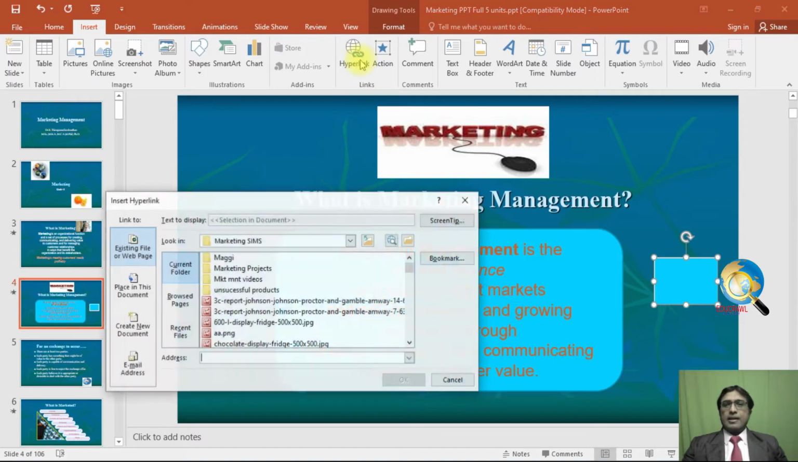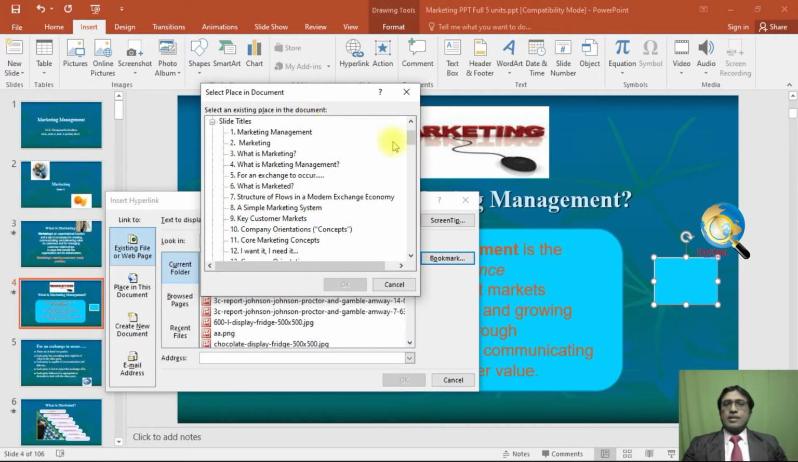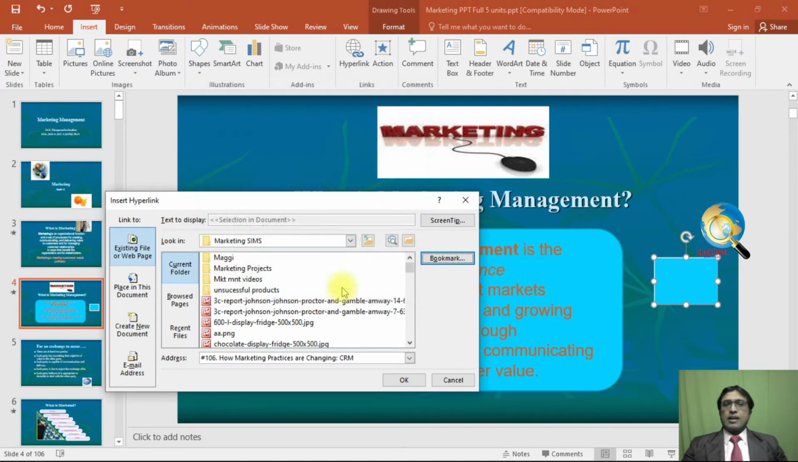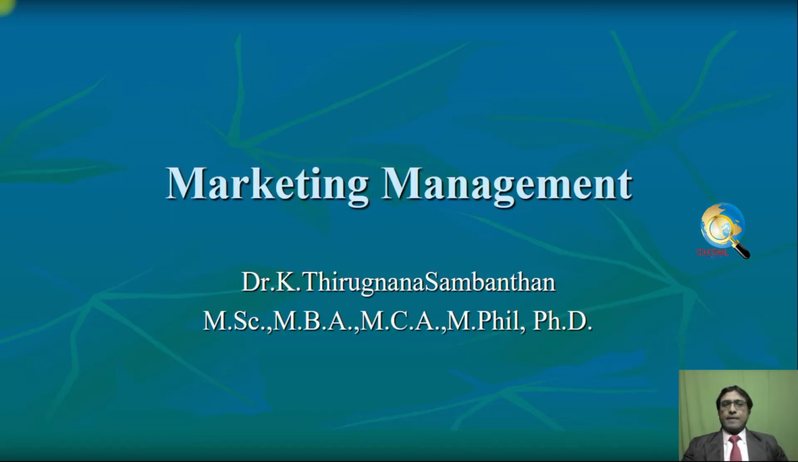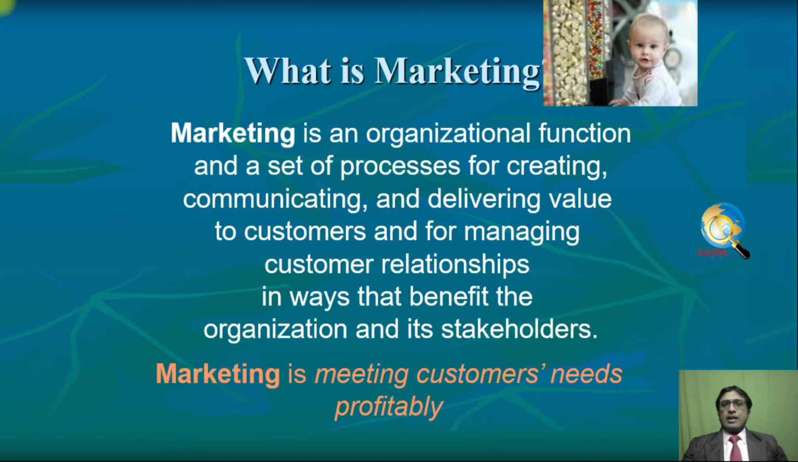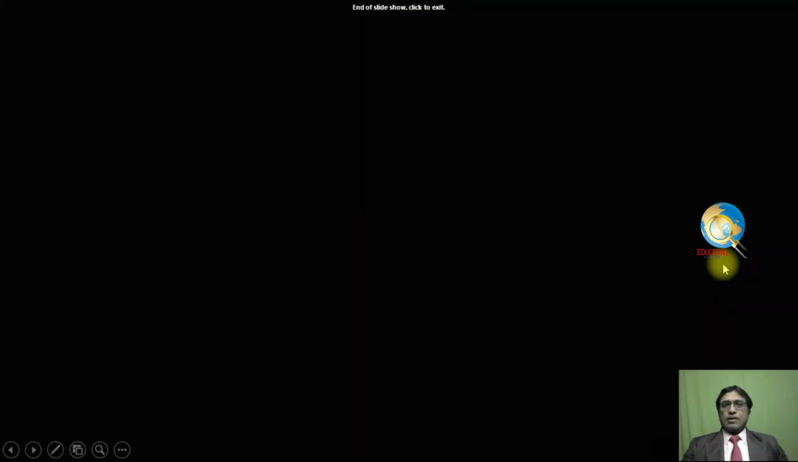Click hyperlink. After clicking hyperlink, click bookmark. In the bookmark, you can select which slide you want to go to. Suppose I want to go to the last slide. So I click this and click OK. If I press F5, the first slide is coming, followed by the second slide. Now in this slide, I have this button. If I click this, it will go to the last slide.